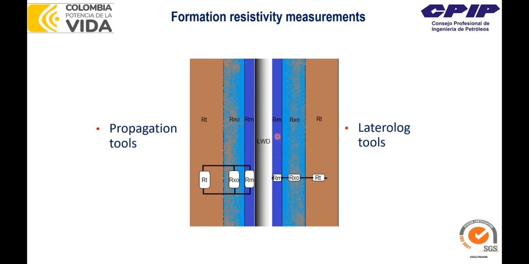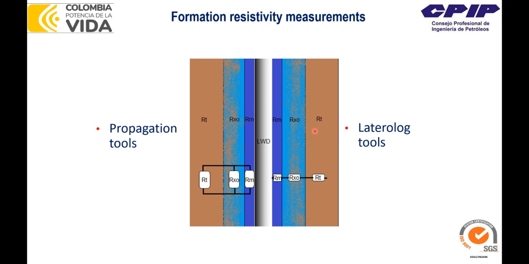The same resistivity of the mud, resistivity of the invaded zone, and true formation resistivity will be resistivity and thickness. From here come the advantages, disadvantages, and limitations of these measurements, which we're going to discuss more on the next slides. I would like you once again to pay attention to these terms.